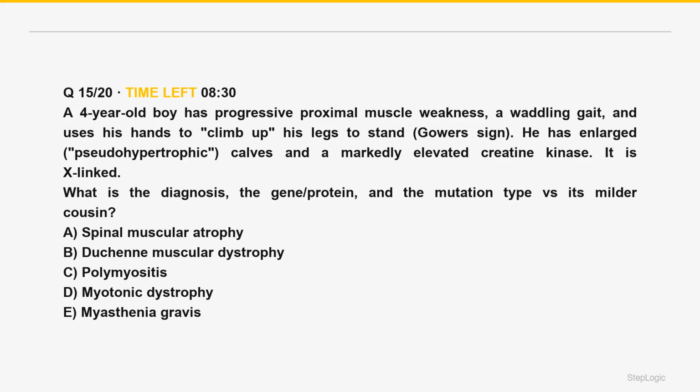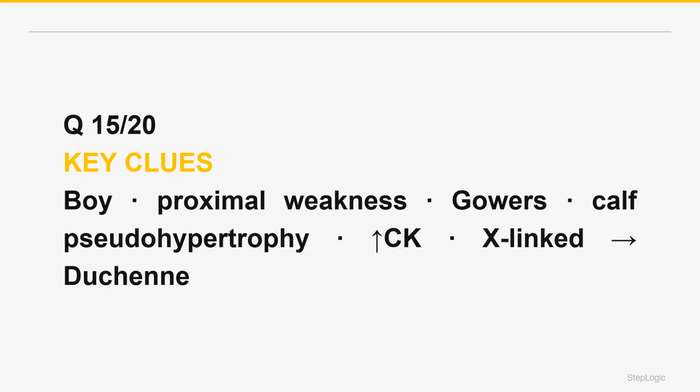Read the command. Diagnosis: gene, protein, mutation versus cousin. Boy, proximal weakness, Gower's, calf pseudohypertrophy, increased CK, X-linked, Duchenne, dystrophin frameshift, Becker in-frame, milder.